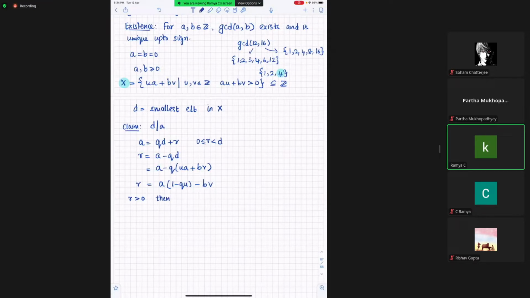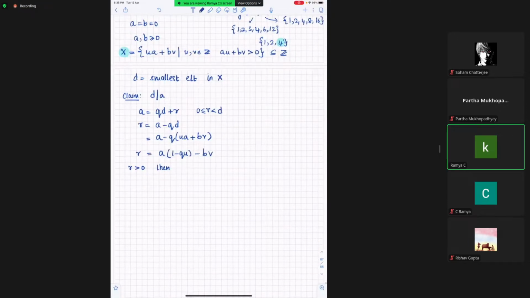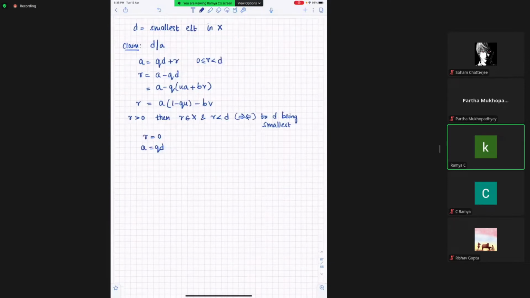Right. So this remainder is already of this form, right? AU plus BV. So it's a linear combination of A and B. So it's also in the set X. The remainder is in the set X, and we know that the remainder is less than D because you obtained it by dividing A by D. So these two things are a contradiction to the minimality of D being the smallest element. So this means that the remainder needs to be 0. A should be Q times D. So the same as saying D divides A.